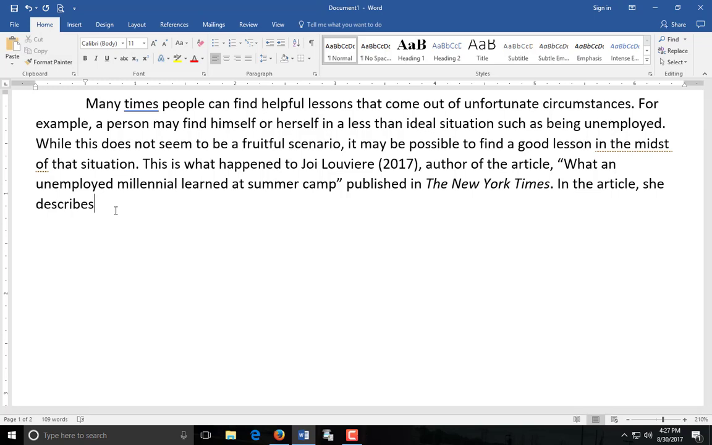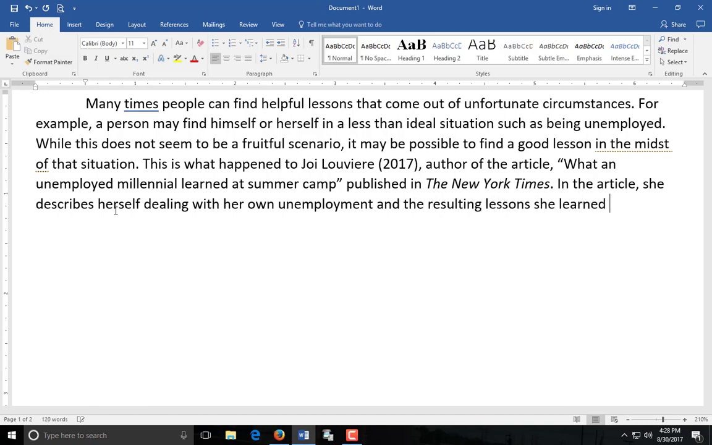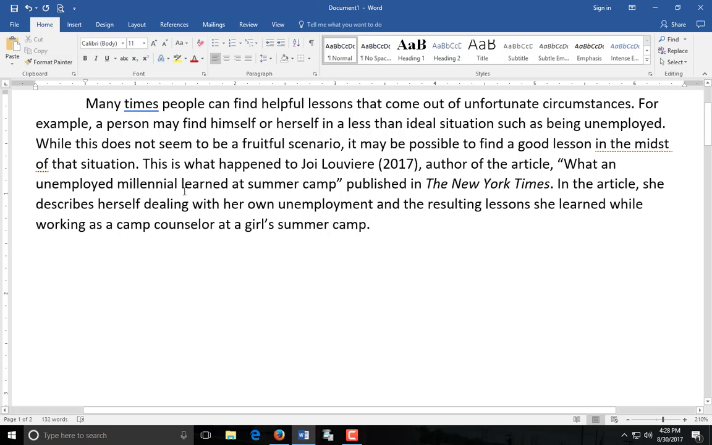So in the article, she describes herself dealing with her own unemployment and the resulting lessons she learned while working as a camp counselor at a girls' summer camp. Okay.